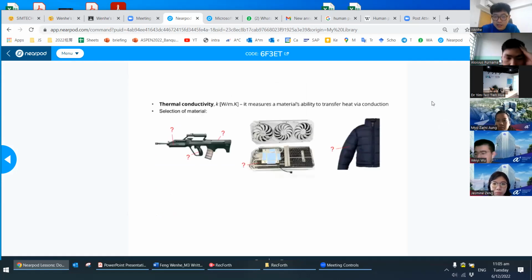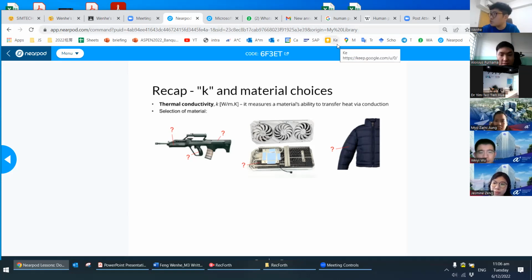All right, next recap is the K and the material choices. I do read your comments. I think I have some very interesting comments. So can I have Aloysius to do the first one for us, which is which material would you choose for the rifle grip? I think something heat resistance because it's gonna be high heat when you shoot. So lightweight would be good, like plastic, like thermoset plastics. So would be nice. Okay, thank you.